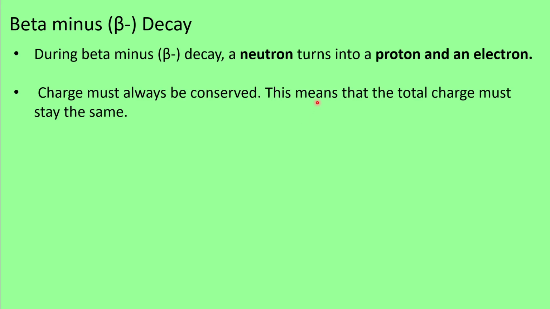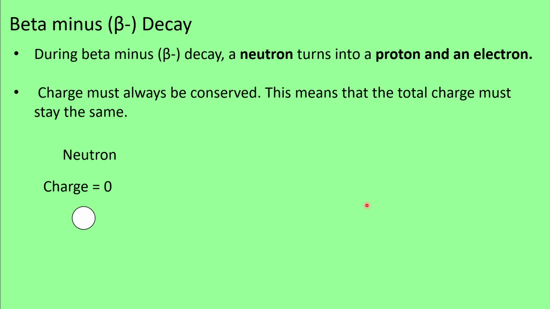Now during beta minus decay, inside the nucleus, a neutron turns into a proton and an electron. Now another key thing with these decays is that charge must always be conserved. So if charge is always conserved, it means that the total charge must stay the same before and after the reaction, or after the decay.